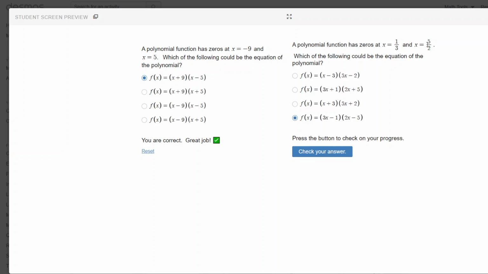Let's just check as well, though. So instead of 5/2, I would do -5/2. But that 2 would scoot to the front. That looks pretty good. There we go.